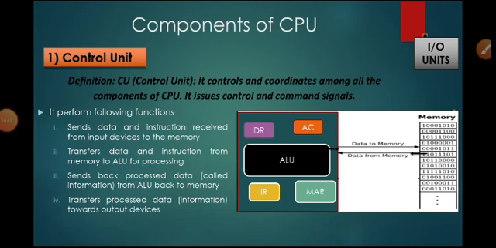Okay, now again understand the flow of processing done by the control unit. Number 1, the data is received from input devices to the memory. Now the memory transfers this data and instructions to the ALU for processing. The ALU sends back the processed data to the memory, and the results are then transferred to the output unit to display it to the user. In this way, the control unit works.